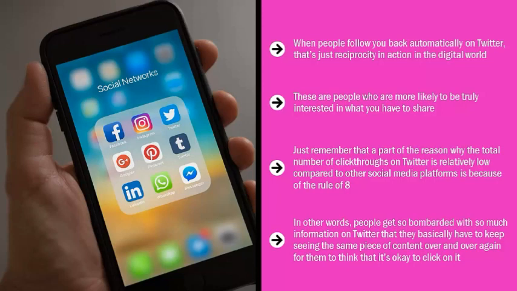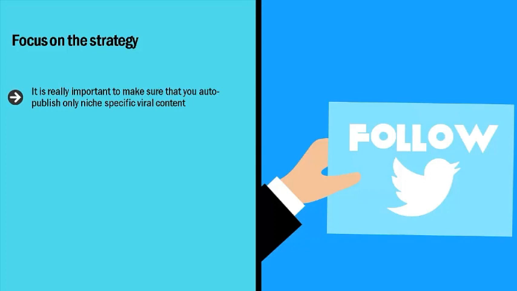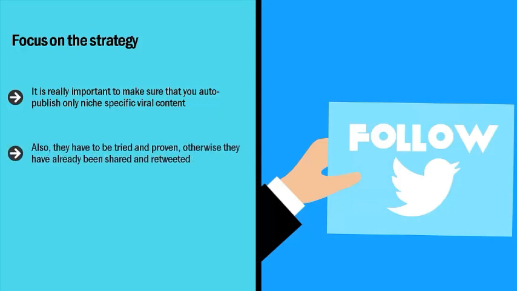Whatever the case may be, keep retweeting your stuff using tools like Hootsuite while at the same time directly following active followers of your competitors. Focus on this strategy. It is really important to make sure that you auto-publish only niche-specific viral content. I mean, you should already understand this, but if you are still fuzzy on the concept, you have to make sure that all the curated materials that you are producing are on point. They have to be niche-specific. Also, they have to be tried and proven. Otherwise, they have already been shared and retweeted. This is not new stuff. This is not stuff that somebody just came up with. This is material that has been going around because you know people are interested in this stuff.